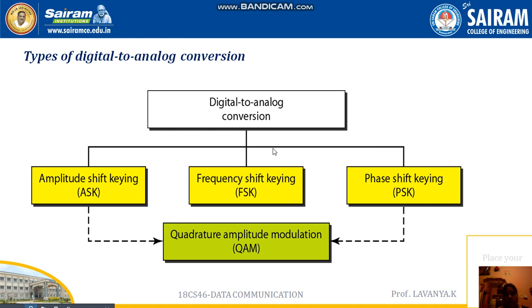In digital to analog conversion, DAC, we have four types. The first one is amplitude shift key, that is ASK. The second one is frequency shift key, which we call FSK. Then phase shift key, which we call PSK. Then ASK, FSK, and PSK together make quadrature amplitude modulation, which we call QAM. QAM is a combination of amplitude shift key as well as phase shift key. We will discuss one by one what ASK, FSK, and PSK are.